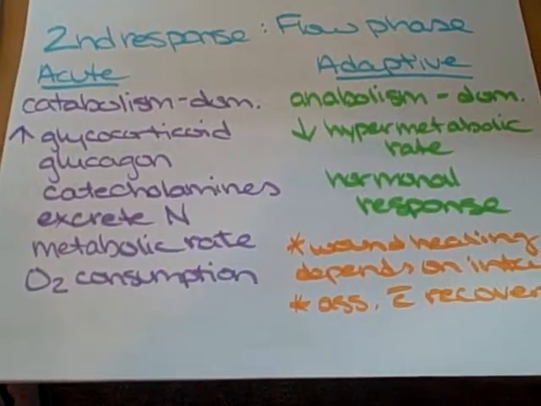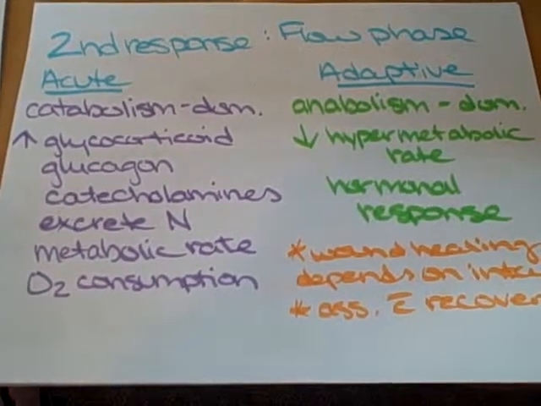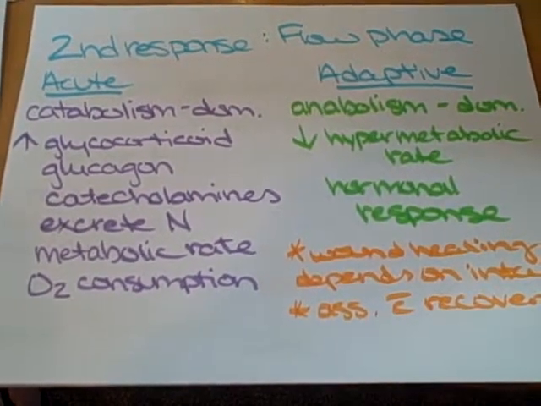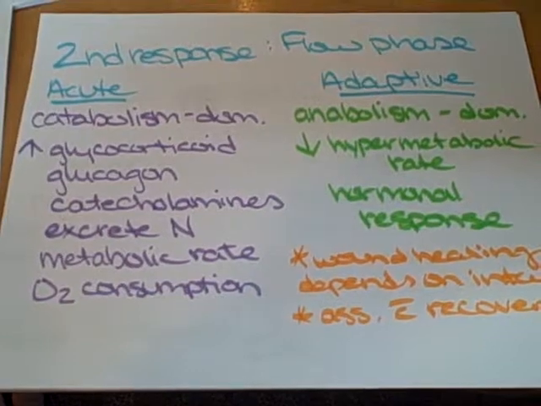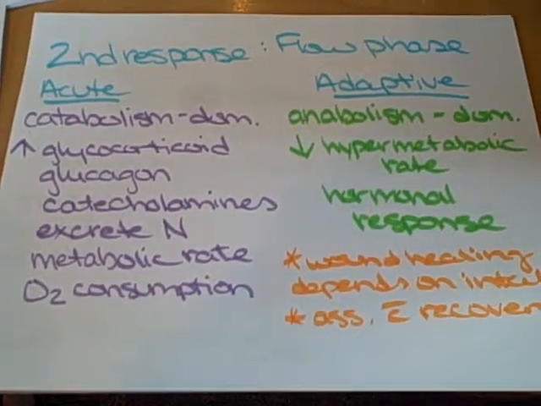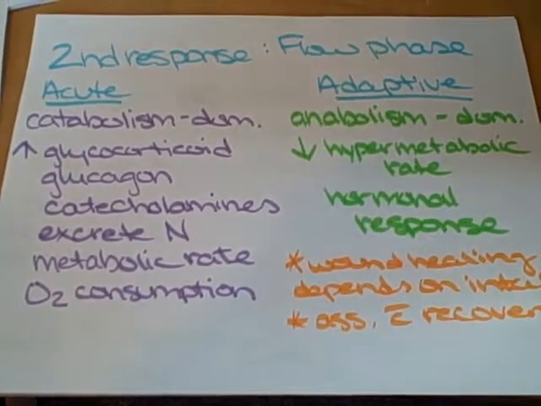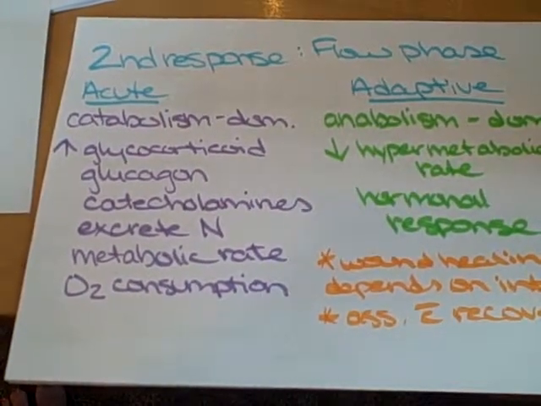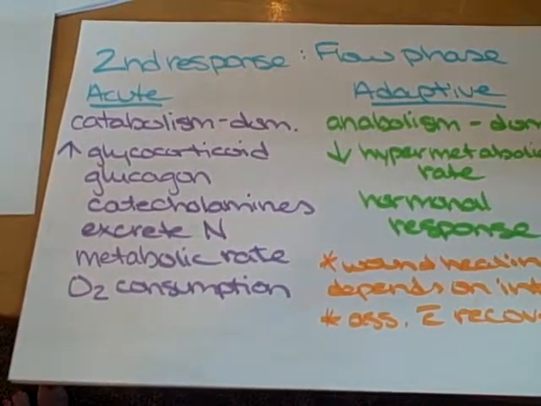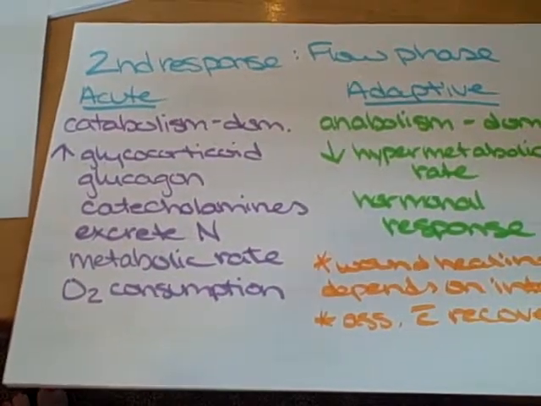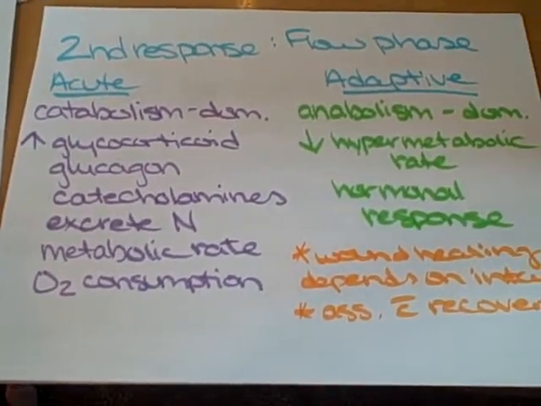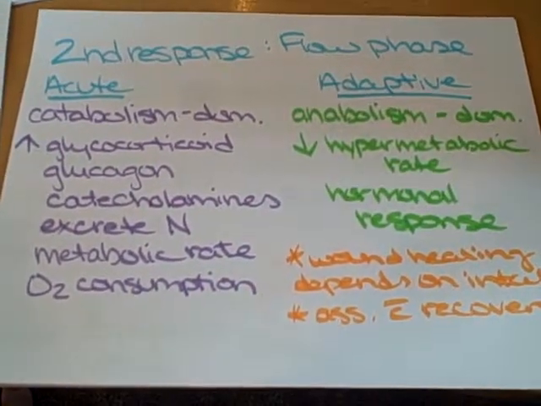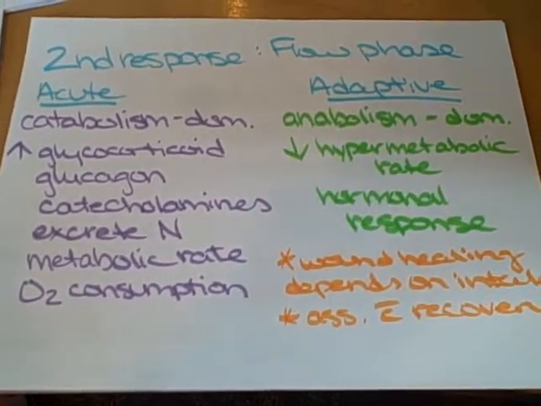The second phase is the flow phase. There are two parts to this. It is acute and then adaptive. With the acute, catabolism is going to dominate. We are going to have an increase in glucocorticoids, glucagon, catecholamines, an increase in the excretion of nitrogen, increased metabolic rate, and oxygen consumption.